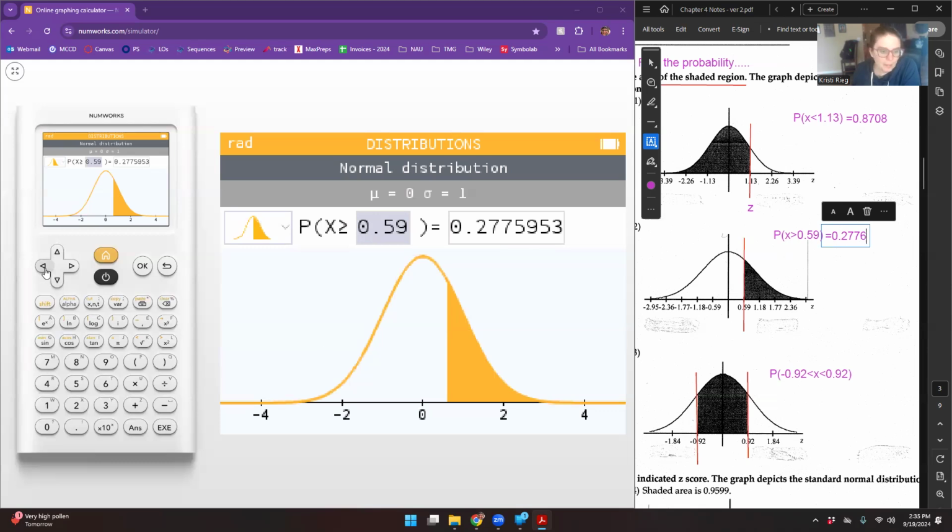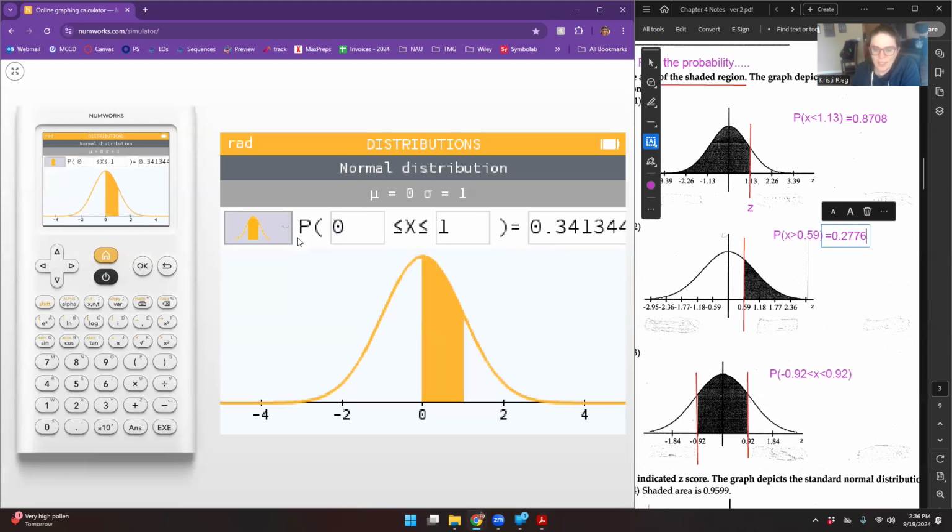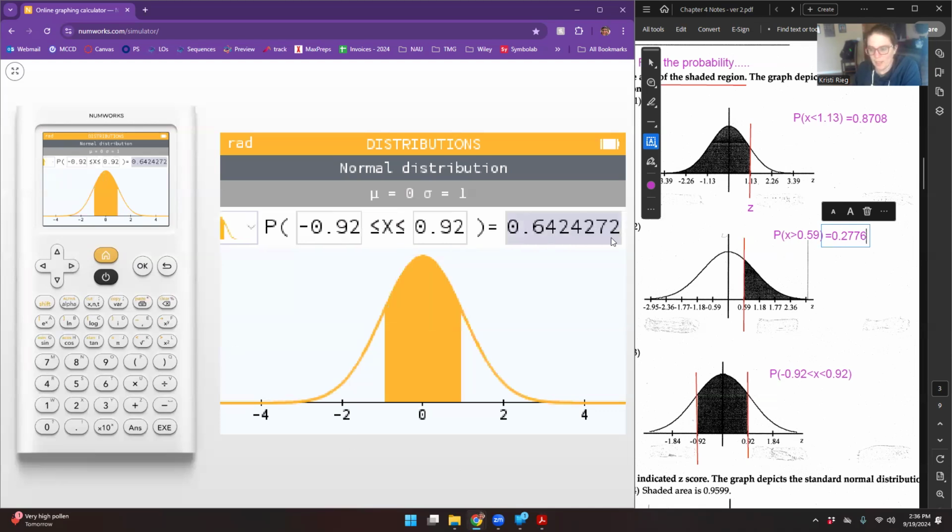Okay, number 3, go up to the in-between picture. And it says that it is in between negative 0.92 and positive 0.92, and you see it looks very much like the picture right here, and there is my answer.